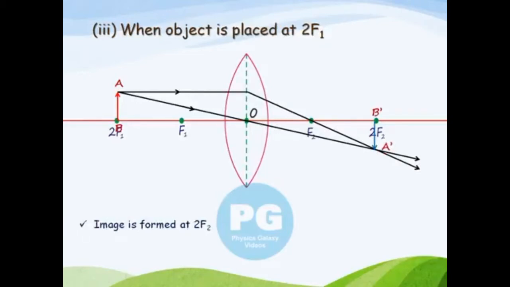So we can say the image is formed at 2F2, which is a real and inverted image, as it is formed by actual meeting of two refracted rays. And it is of the same size as the object.